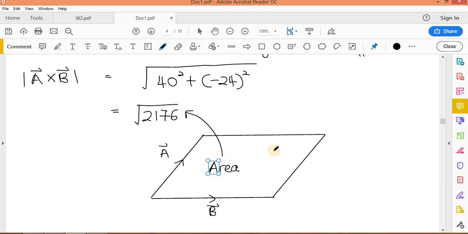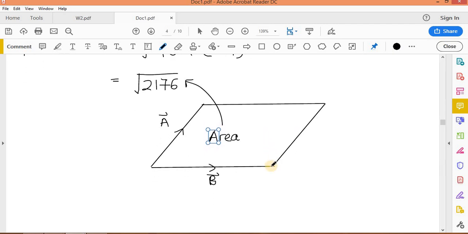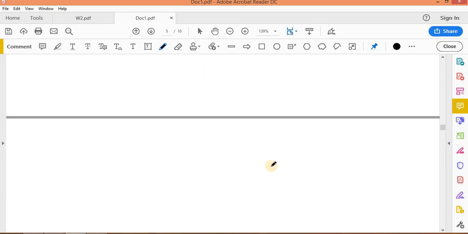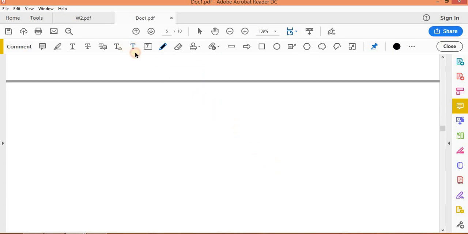Okay, so by using the cross product, you can actually find the area of a parallelogram. So this is all about how we perform the cross product, multiplication of vectors. Now I'm going to introduce you to a new term that sometimes you might need to find.